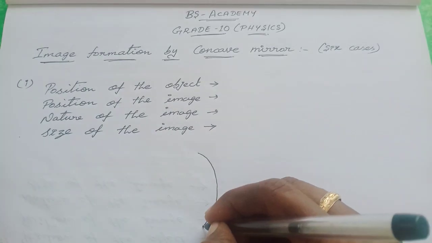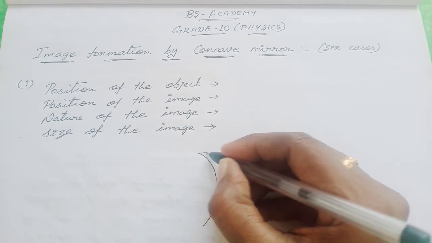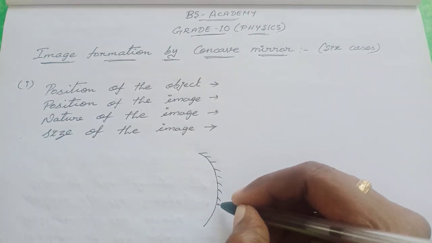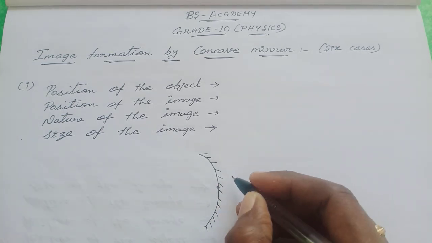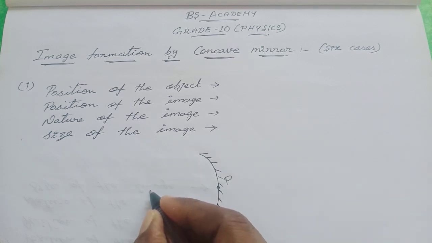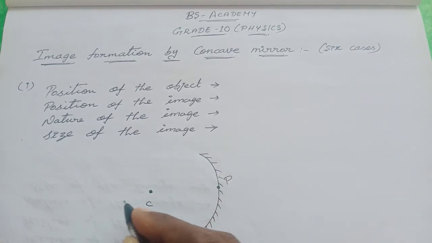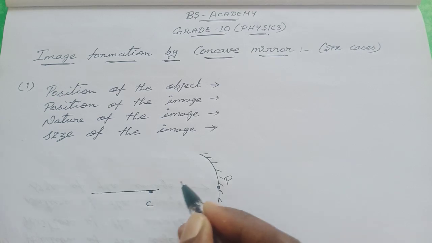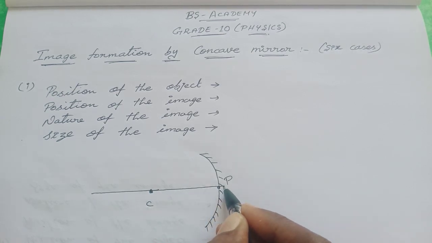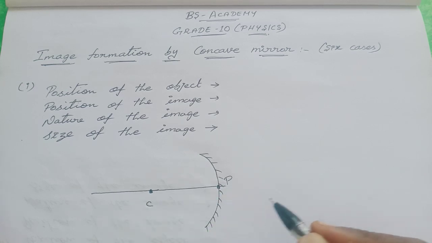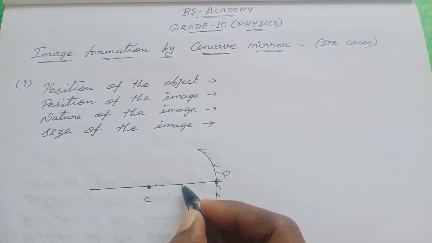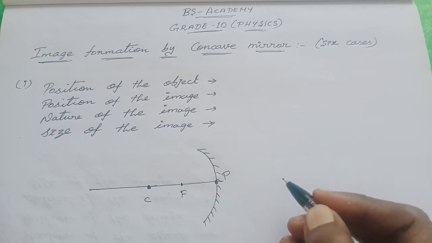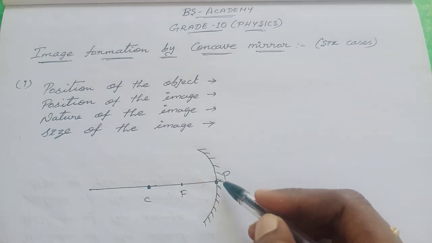We know how to draw the concave mirror. So this is the concave mirror and this is the faded part of the concave mirror. This is the point called pole and this is the center of curvature, and the line which is joining the center of curvature and the pole is called the principal axis. And the center point is called the principal focus, right? So we have drawn the concave mirror.